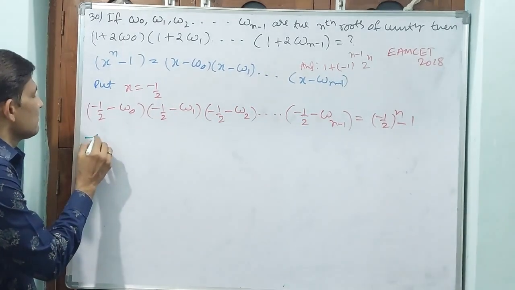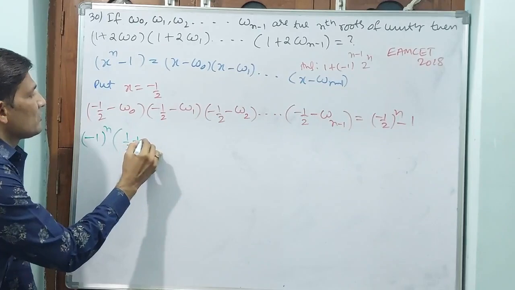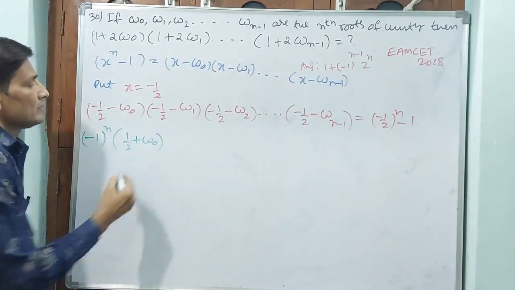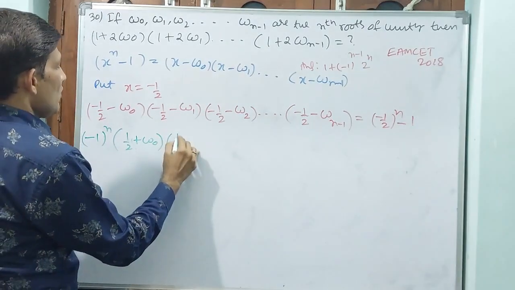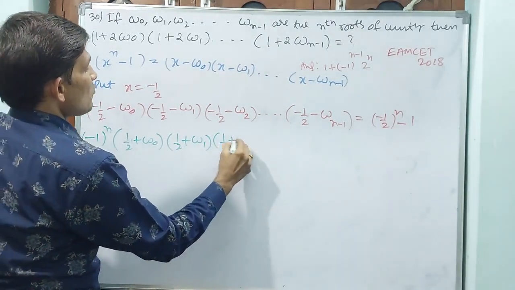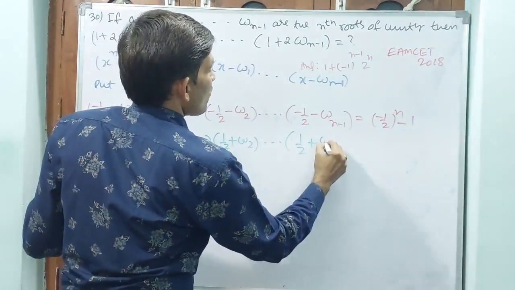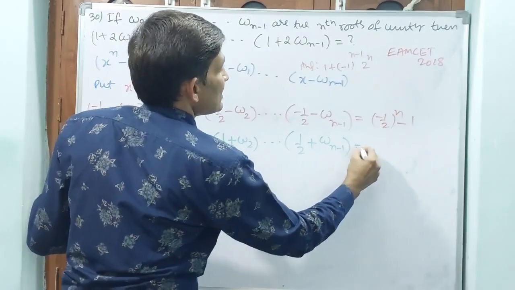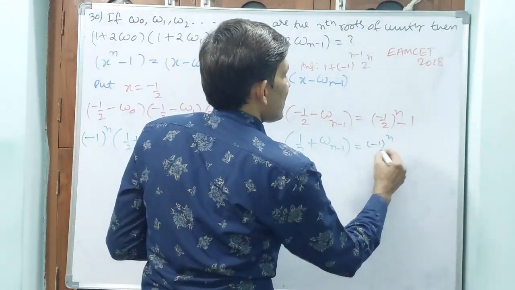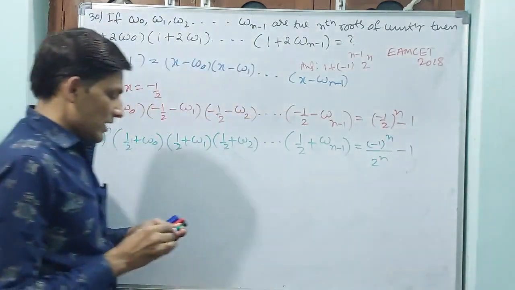You see, minus 1 whole power n I am taking. I am keeping like this: 1 by 2 plus omega 0, 1 by 2 plus omega 1, 1 by 2 plus omega 2, up to 1 by 2 plus omega n minus 1 is equal to, this side you see, minus 1 power n by 2 power n minus 1. Okay?